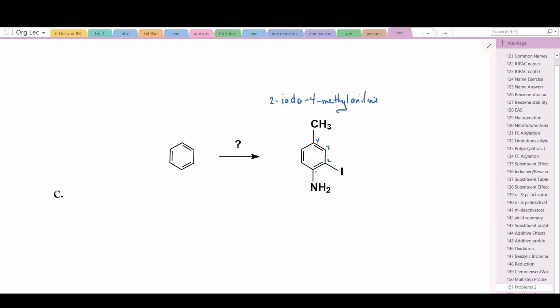Now just bear in mind that the amino group is a strong activator. It's ortho-para directing, but you can't alkylate. Recall, it reacts with the aluminum chloride.